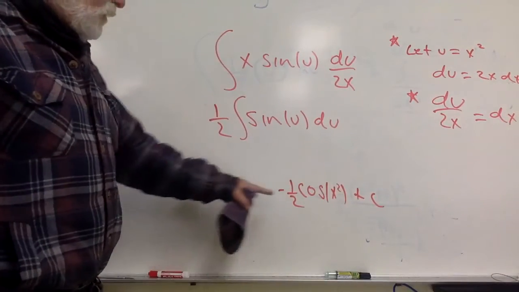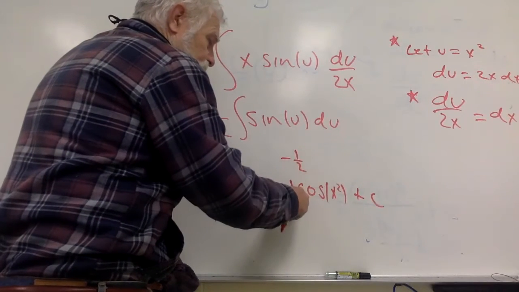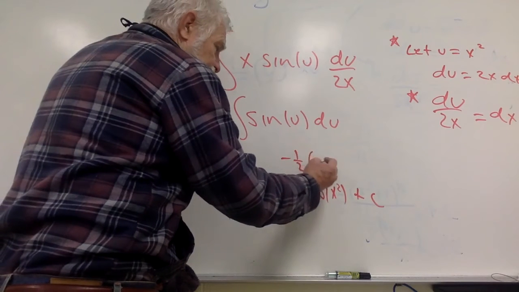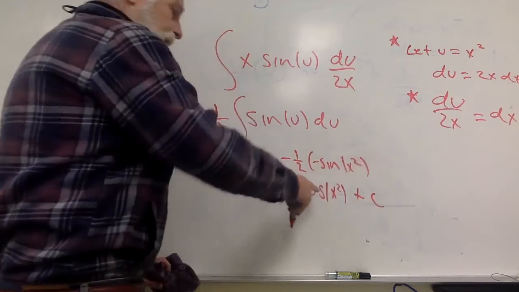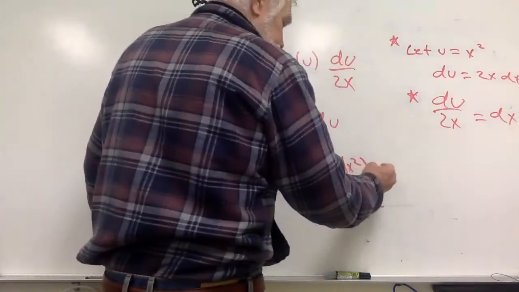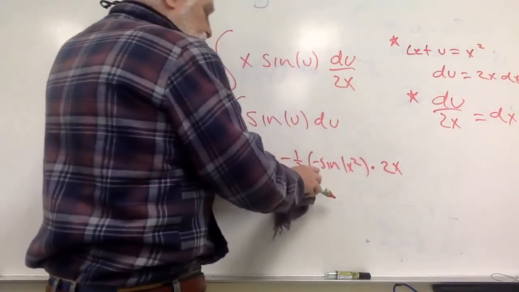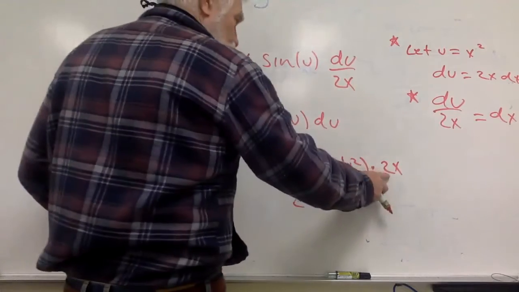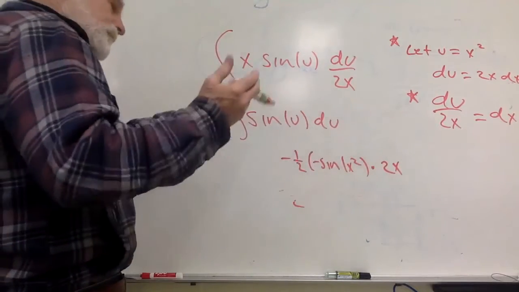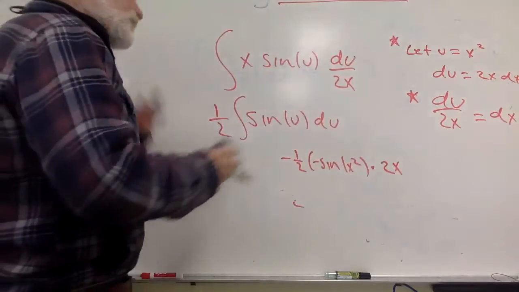Now, if you took this derivative, you would do minus 1/2 times the derivative of cosine, which is negative sine of x squared, times 2x. And what would happen? Minus times a minus cancels, becomes positive, and 1/2 of 2 is 1x. You're right back to the original question asked. Let's try another one.